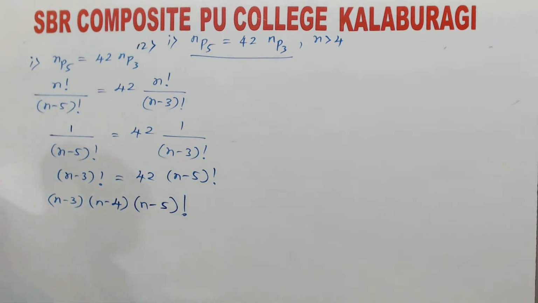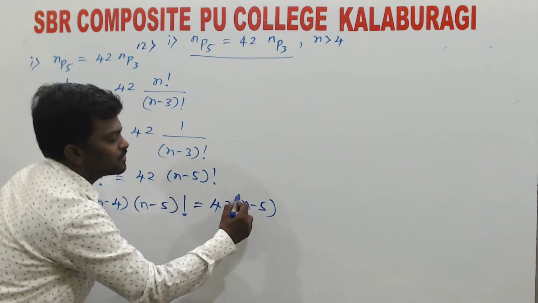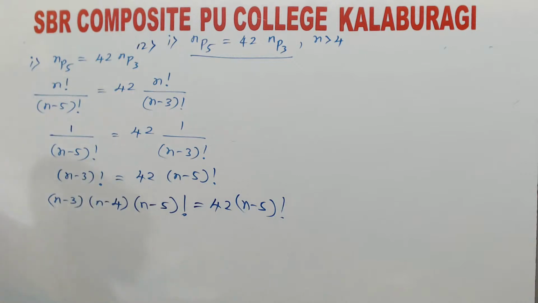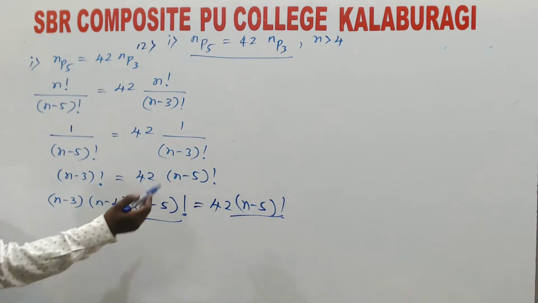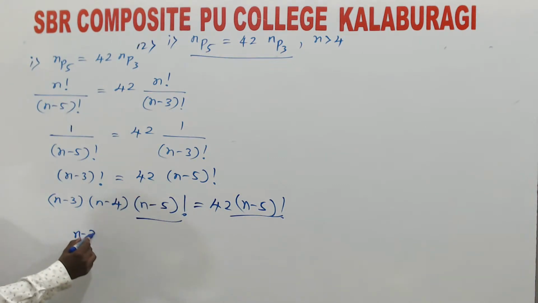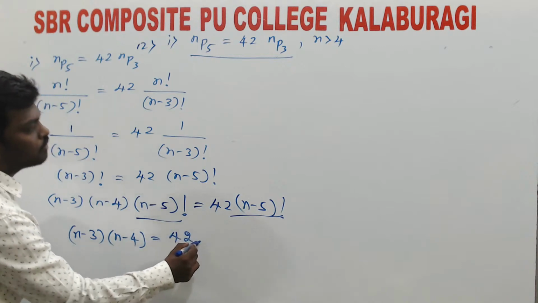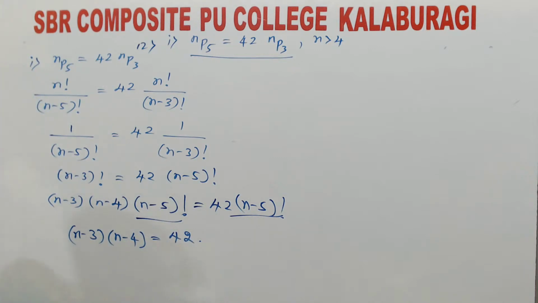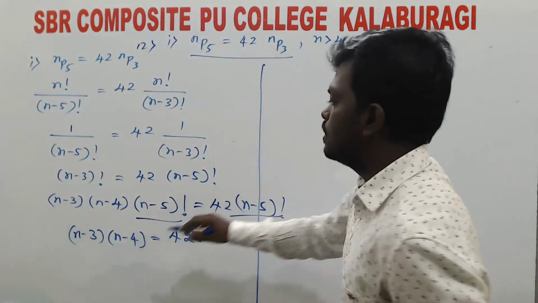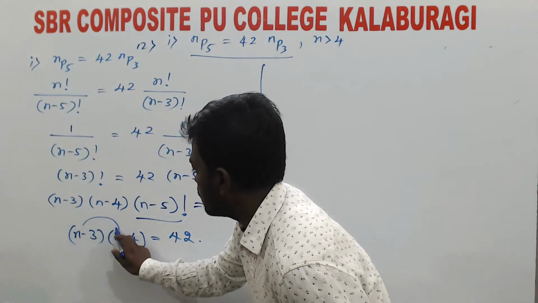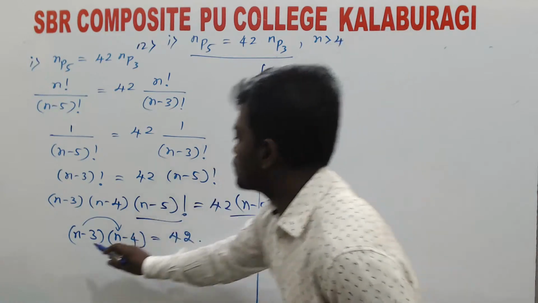I will stop here, because on the right hand side I have a term (n minus 5) factorial, so that the cancelling will be easier. Now let me cancel these two, remove these two in the next step. So it will be (n minus 3)(n minus 4) is equal to 42. Is that clear now till here? From here we shall solve further. Now multiplication of the expression, so n into n, n square.